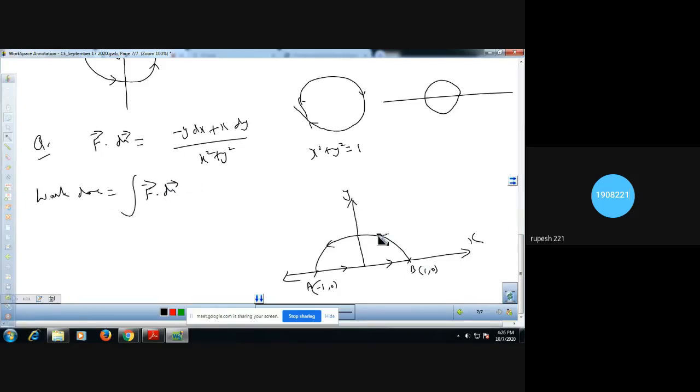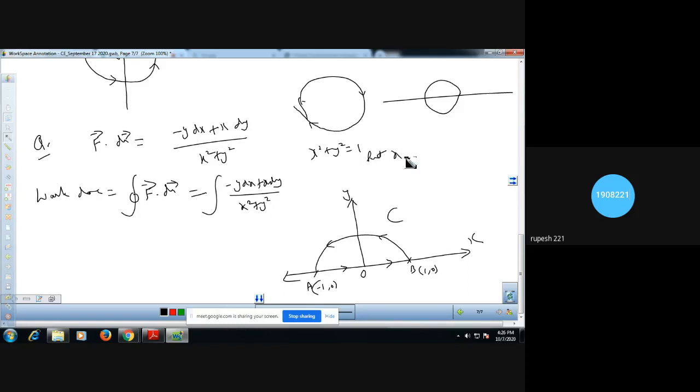Circulation around the curve C. And what is the curve C? The curve C is from the point A to O, then O to B, then B to A. So this is the total curve C, which is a semicircle. And you can substitute the value, and this is also a closed curve. The integral of minus y dx plus x dy over x square plus y square. And this is the semicircle given to us.